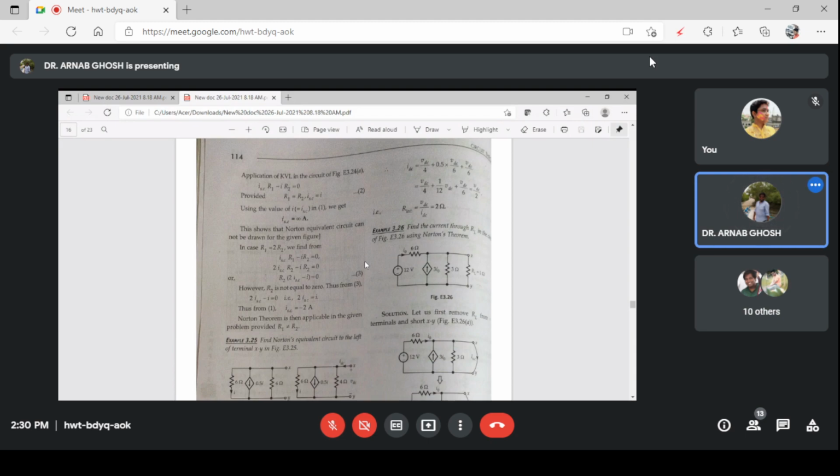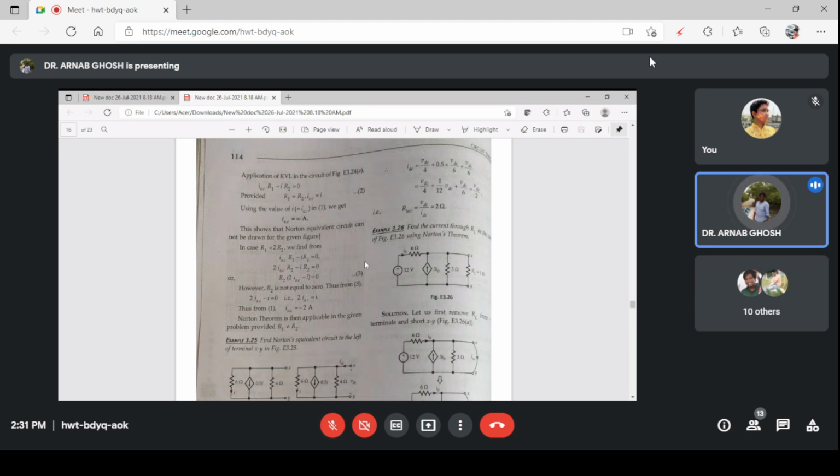So this is 3 ohms, and it has been given. Right? This is your problem. So step 1. What is step 1? Remember the steps of calculating. So first it will be remove the load resistance. Load resistance, right?